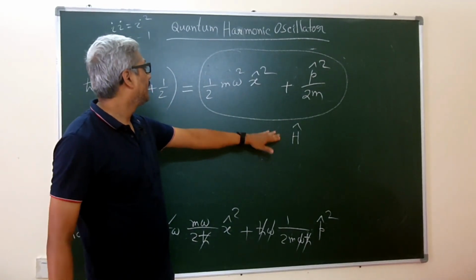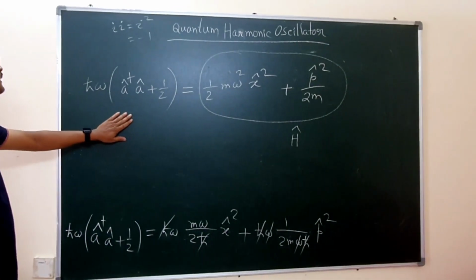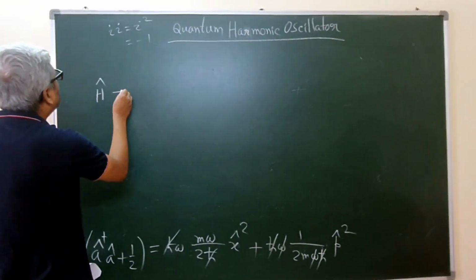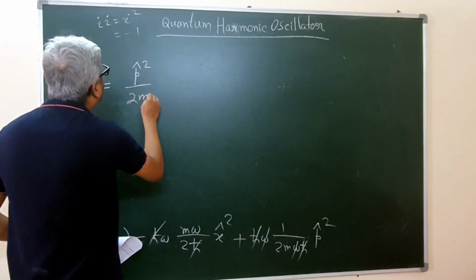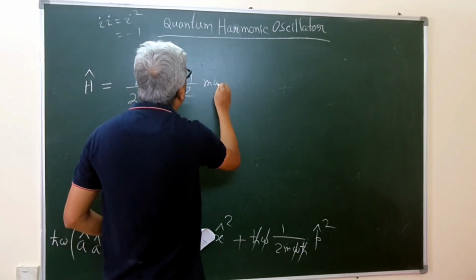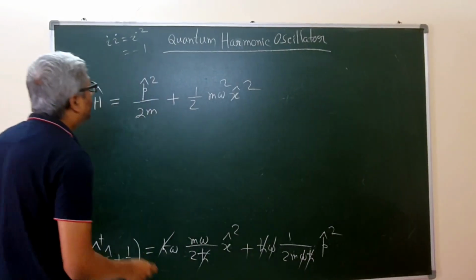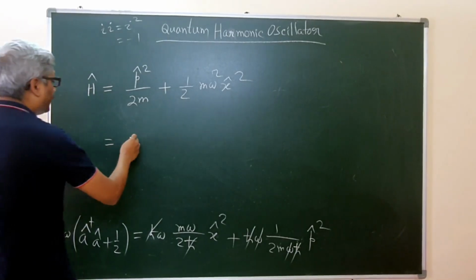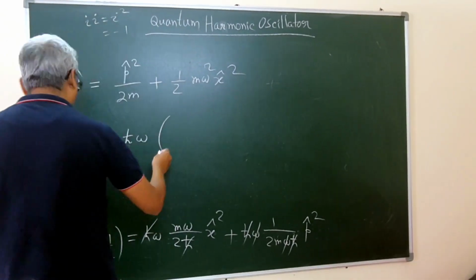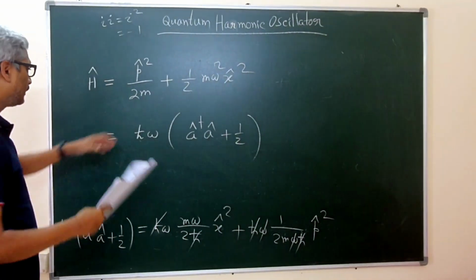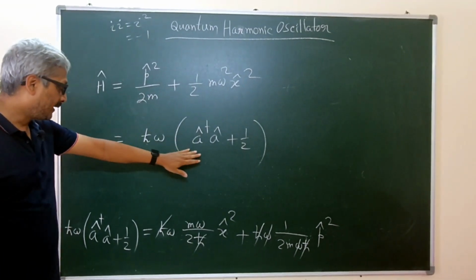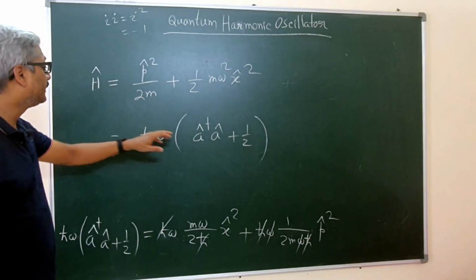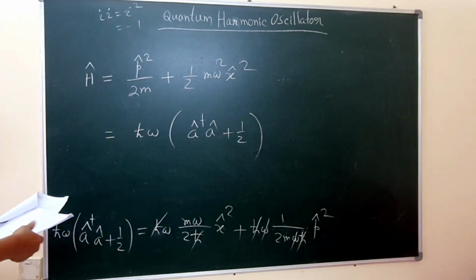The Hamiltonian for the harmonic oscillator, p square by twice m plus half m omega square x square, can be expressed in terms of a and a dagger, the creation and annihilation operators, in this way, a dagger a. So both are the same actually. Expressing the Hamiltonian in terms of the creation and annihilation operators is very useful.